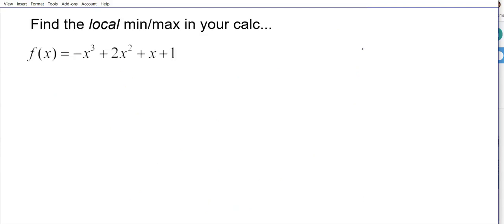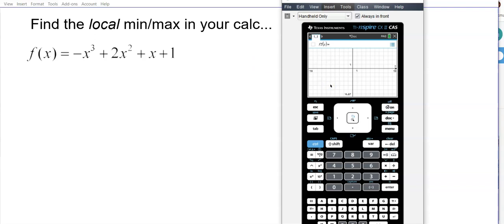Find the local min or max in your calculator. Okay, so get your calculator out. Always go to the graph app there at the bottom of the graphing apps. We're going to type in negative x to the power of 3 plus 2x squared plus x plus 1, and graph it. That's not too bad of a view. Sometimes we have to adjust our view, but I think we're going to be okay with this one.